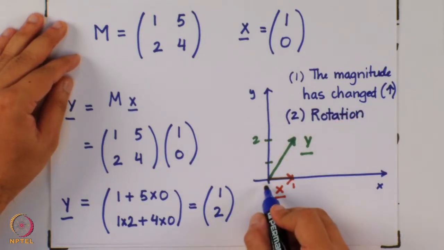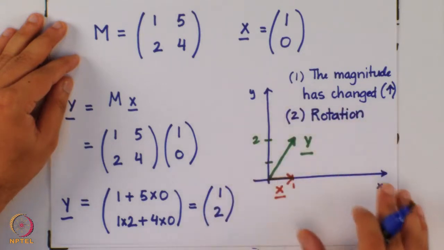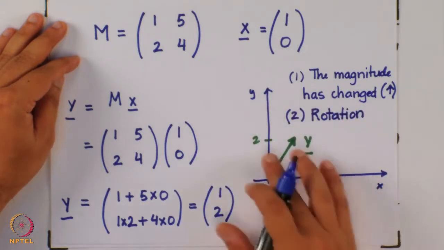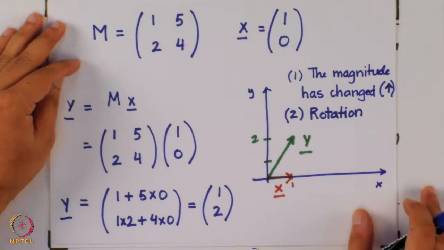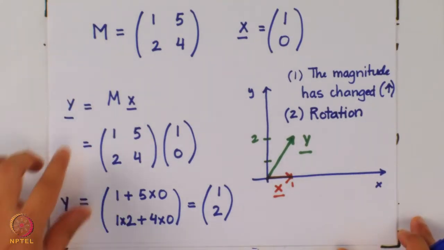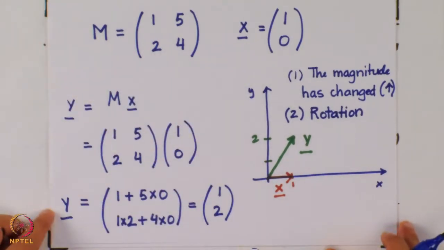The initial vector was pointing along the x axis, but now we have a vector which lies in the xy plane where none of the two components is a 0. So, these are the two things that a matrix has done to vector x.